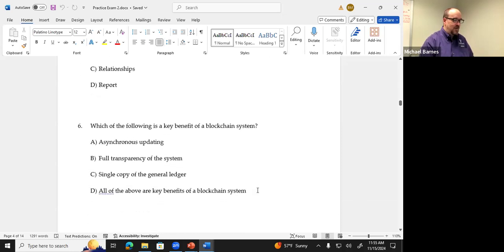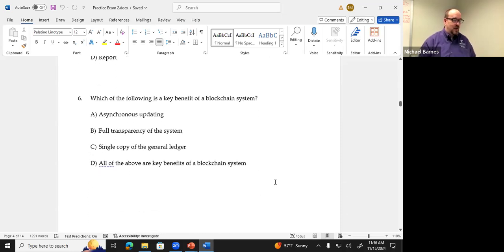Which of the following is a key benefit of a blockchain system? Okay, so asynchronous updating, okay, that's close. We need to remove the letter A because it's synchronous updating. It's just amazing because we can add one letter and it completely changes the meaning of something.